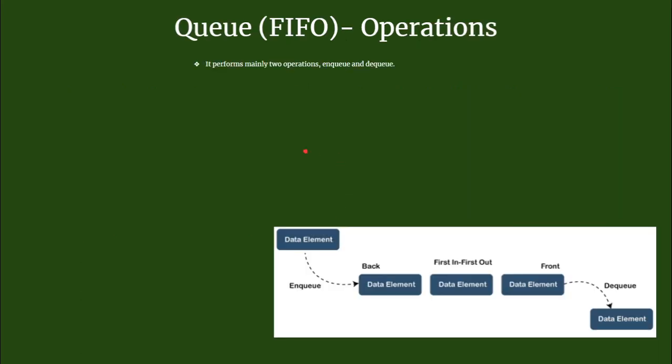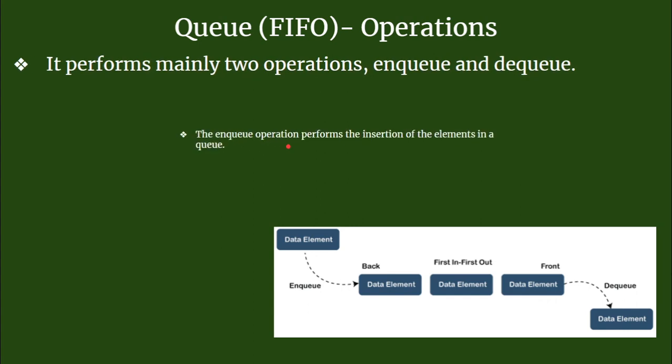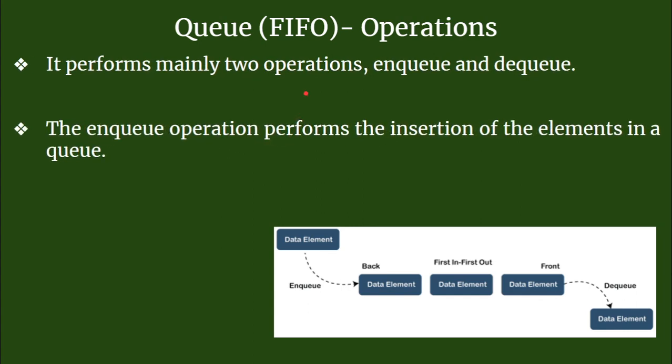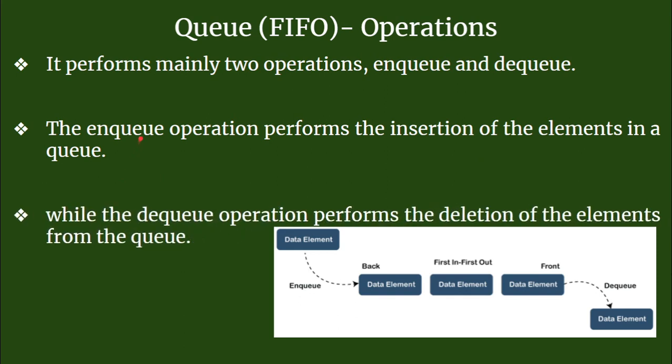So now let us see the operations here. The operations are called enqueue and dequeue. What does enqueue mean? When you insert an element, we are adding it into the queue. That is entering the values into the queue, which is called enqueue. And when you are deleting a value from the queue, it is called dequeue. So the operations are called the enqueue operation and the dequeue operation.